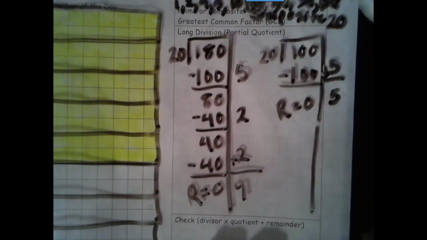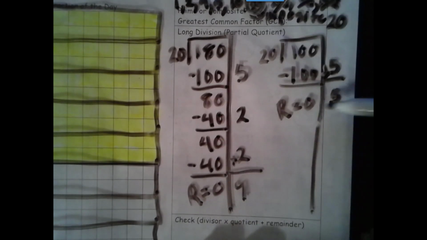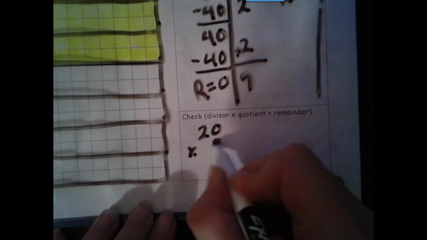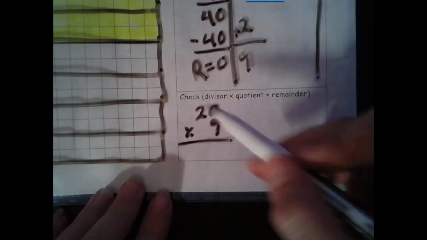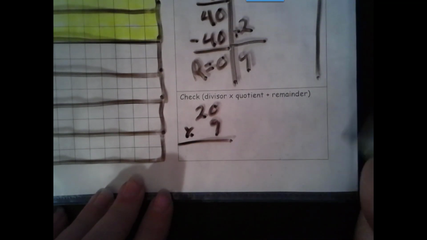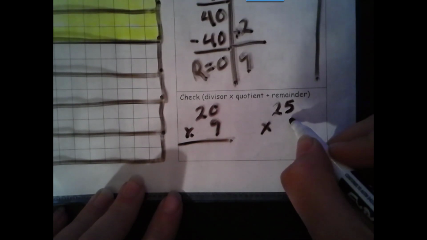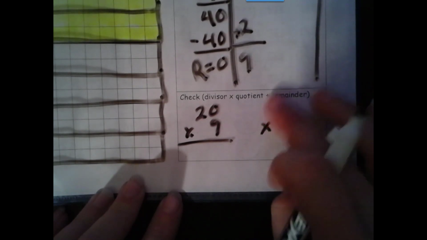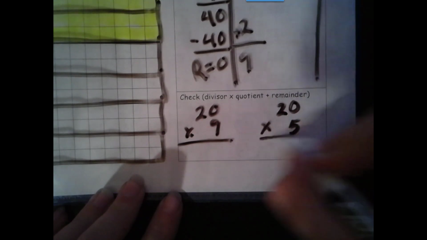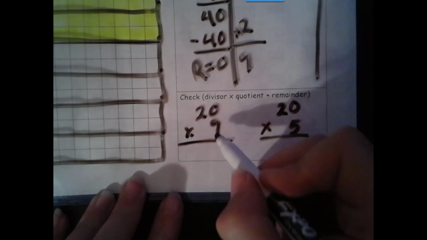Now we need to check using our inverse operation. Divisor times quotient plus remainder. I'm going to write it this way because of the commutative property of multiplication, I could have either one written as the multiplier. Since I have 0 for my remainder for both of them, and the identity property of addition says when you add 0 it stays the same, I'm not going to actually take the time to add 0.